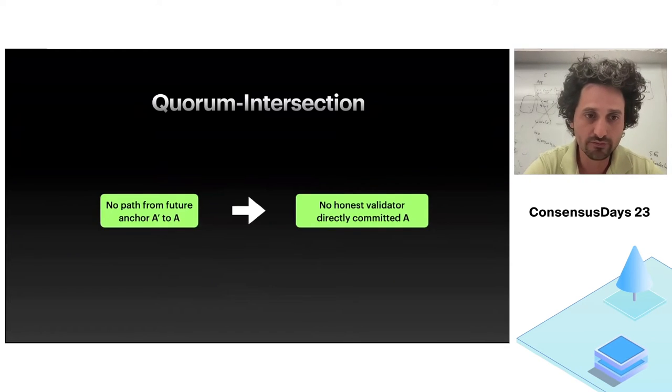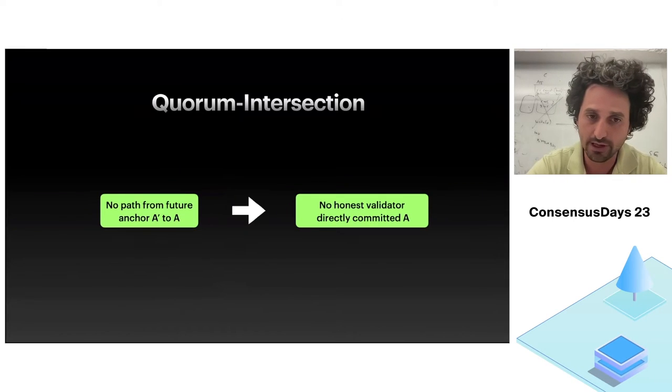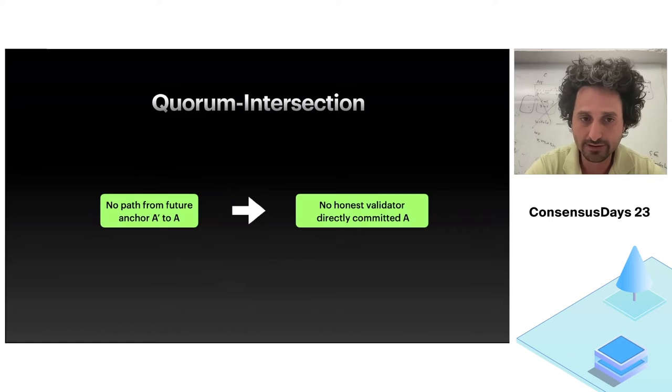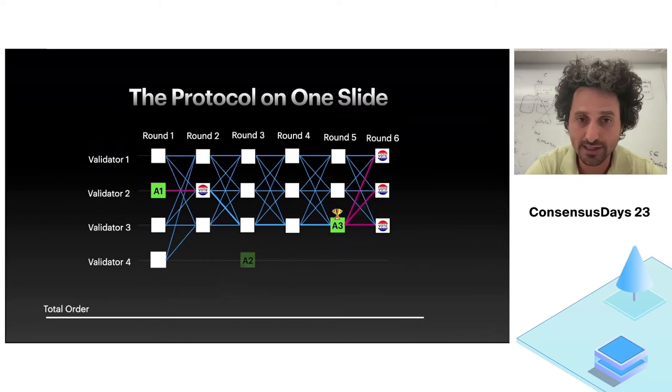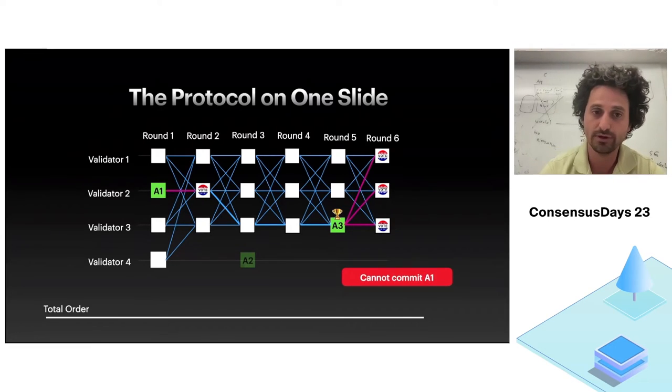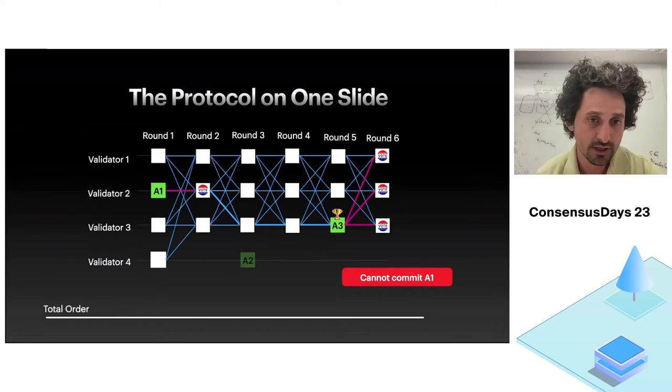So what we conclude from that, in the opposite direction, is that if there is no path from a future anchor A prime to A, then no honest validator directly committed A. Otherwise, there would be a path, as we just saw on the previous slide. Okay, so with this observation in mind, I can explain the entire Bullshark protocol on one slide. This is the DAG, a local view of some validator, say validator one. So this is how it goes. First, it tries to directly commit A1. There is only one vote, so it cannot directly commit A1. So it tries to directly commit A2.